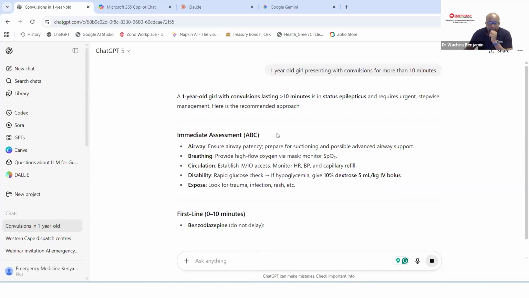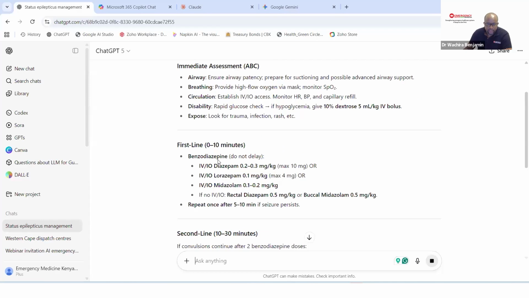With AI knowing you, it will definitely know I'm an emergency physician, so it always assumes I'm sitting in an ED somewhere. Airway support if possible, provide high flow oxygen, establish IV access, rapid glucose check; if hypoglycemia, give 10% dextrose 5 ml per kg IV bolus. Look for trauma, infection.